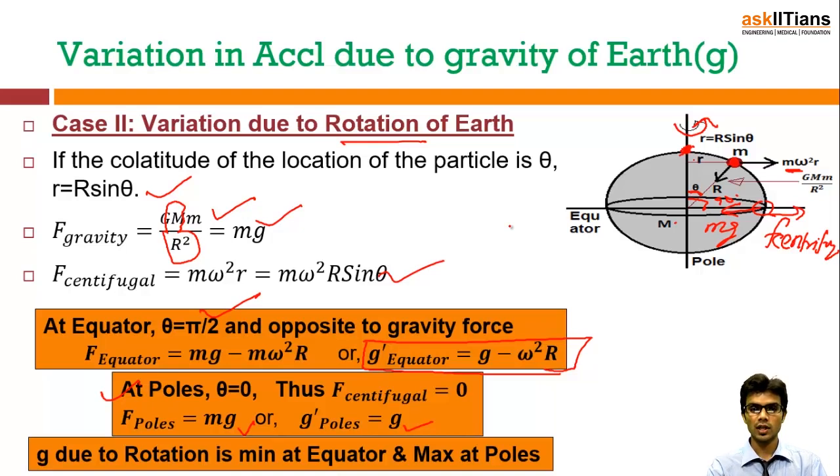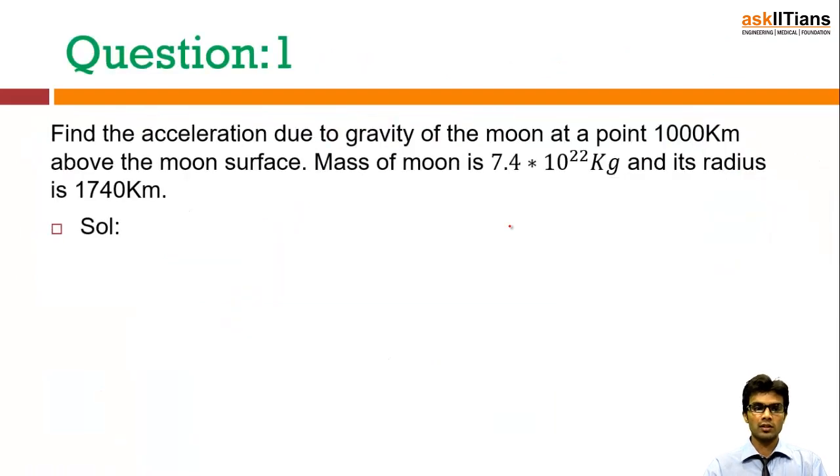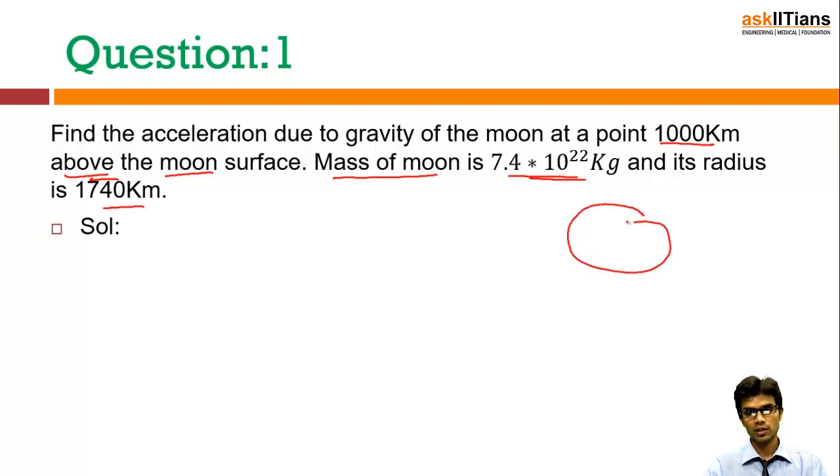Okay, now go ahead. Question 1. Find the acceleration due to gravity of the moon at a point 1000 km above the moon surface. Mass of moon is this and its radius is this. So let us consider this is the moon. This is the radius. Mass of moon is M moon, and this is the h.